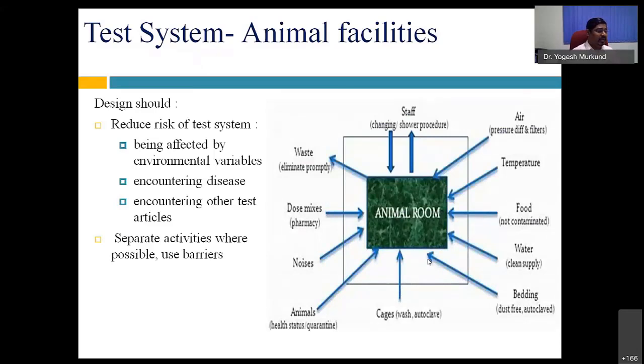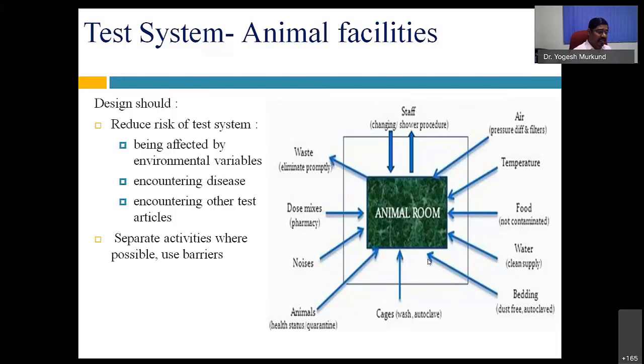As we discussed earlier, the facility must be designed to separate various activities, so that there is a very low incidence of interference between studies. Now, these systems can have barriers also, which are often promoted nowadays to ensure minimal risk. Designs also should take care of the risk of the test system being affected by environmental variables like temperature, humidity, and lights. It will also reduce the risk of the test system encountering any disease coming from outside or within the facility. The design should also help prevent unintended mixing of test articles and test substances, and wherever possible, separate the activities.